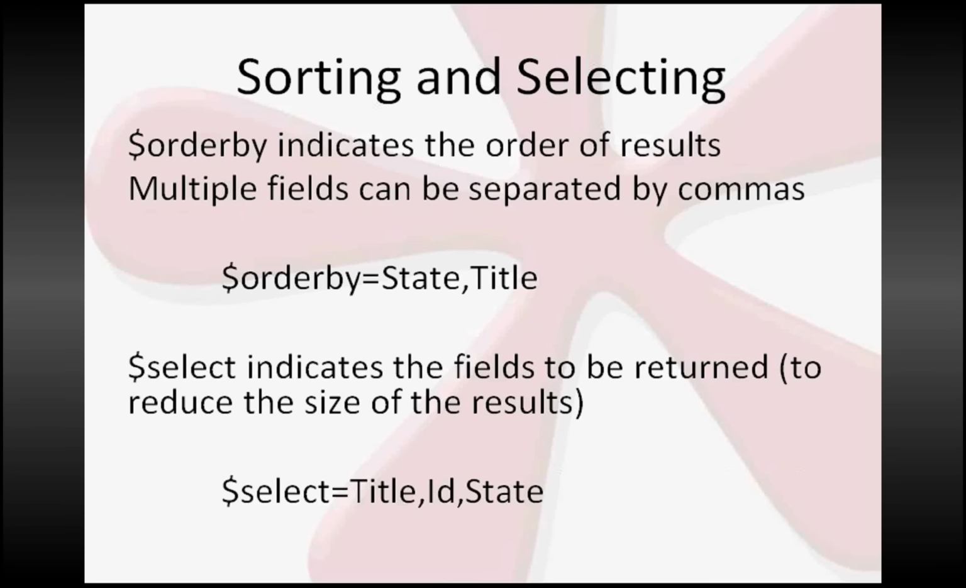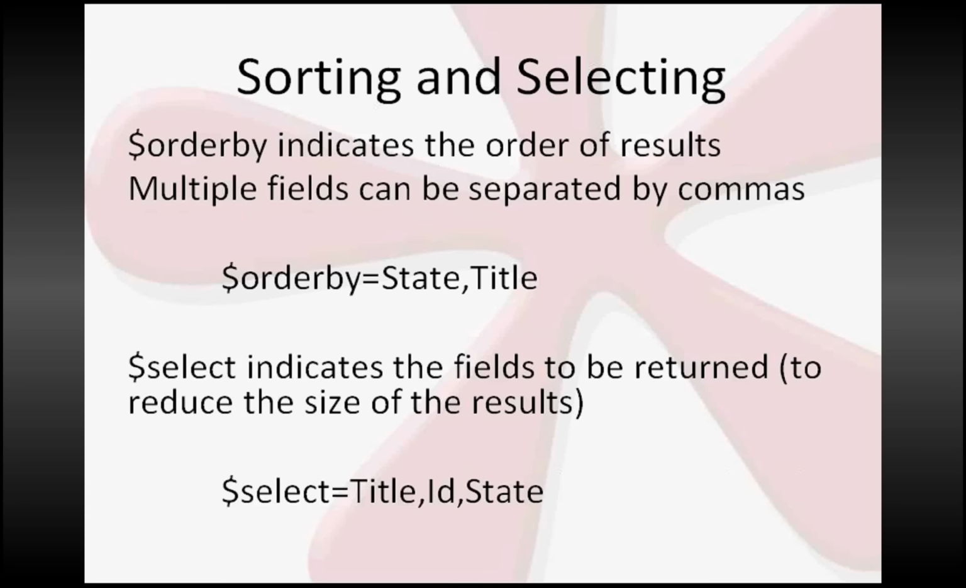Now, next up is sorting and selecting. So these are pretty straightforward. If you wanted to have your results in a particular order, say I was querying company records for different companies, and I wanted to arrange them first by state, and then within each state grouping I wanted them arranged alphabetically by title. In that case, I could specify this option, order by equals state, comma, title, and that would give me them in that order.